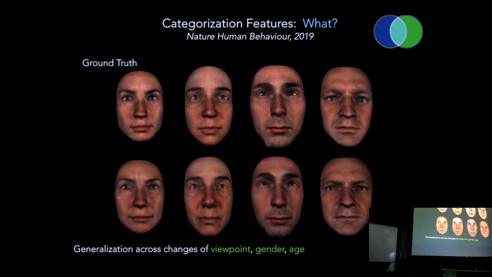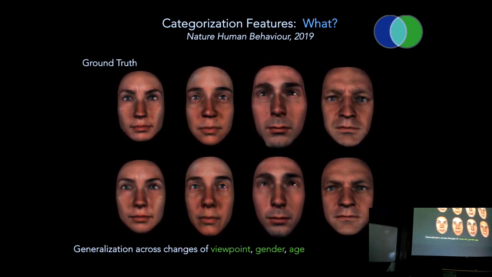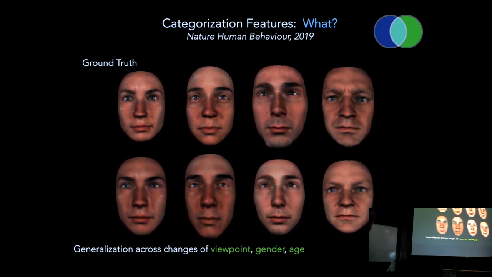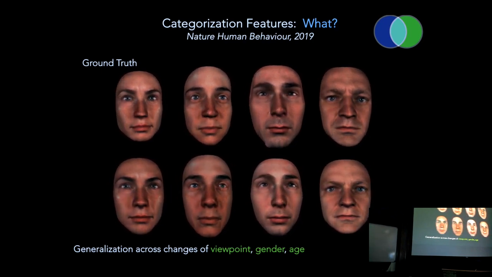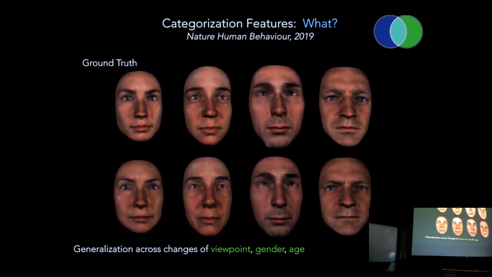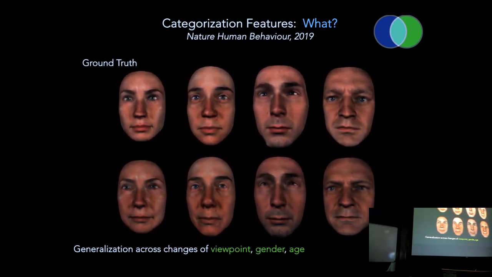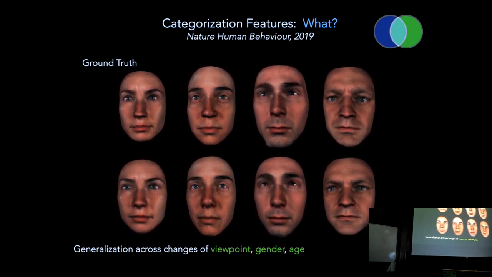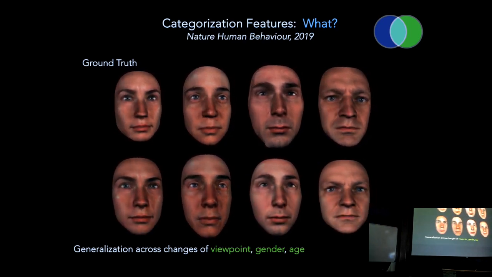Okay? And you can check in an experiment whether individuals still recognize the identity of the features through changes of viewpoint, through changes of age and gender. You could do this, of course, ad nauseam with illumination, translation, and so forth. But we picked some of the most important ones.